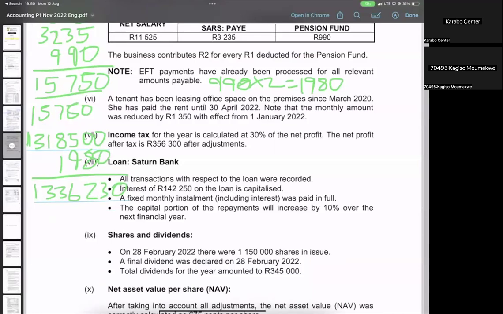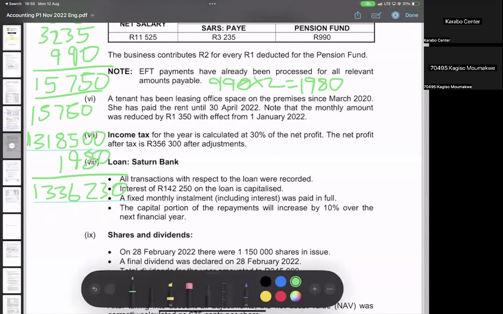It says a tenant has been leasing office space on the premises since March 2020. She has paid the rent until 30 April 2022. Note that the monthly amount was reduced by 1,350 with effect from 1 January 2022. As I told you, you don't change your financial year calendar just because they speak about other years. You always stick to your financial year calendar and then you account for that financial year calendar.